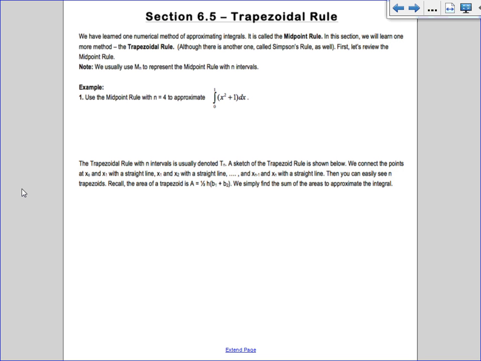You're going to have a table. You're going to be able to plug numbers in. You'll like this. It's not bad. There is another one called Simpson's rule, but that's going to be on the DC exam, so we're not going to talk about it. So first, let's review the midpoint rule.